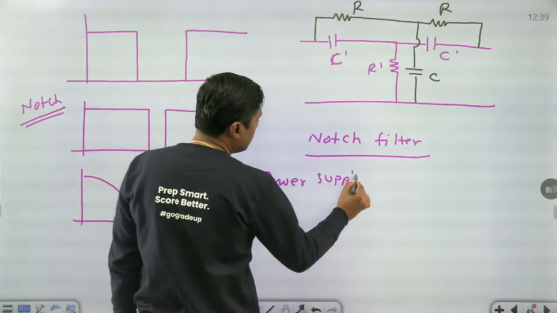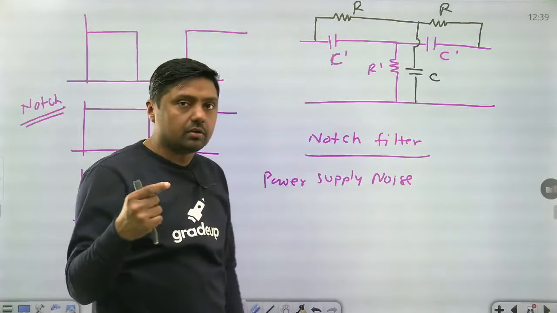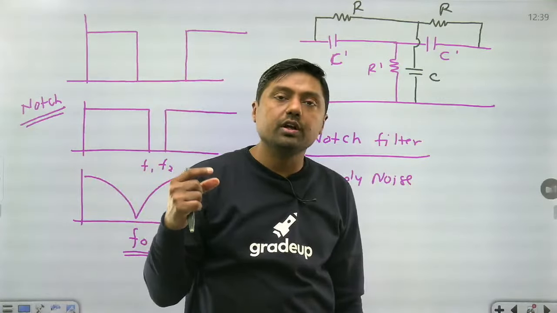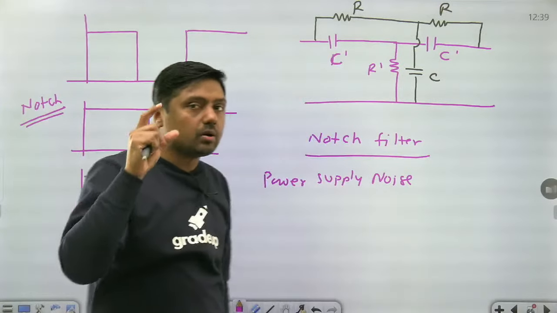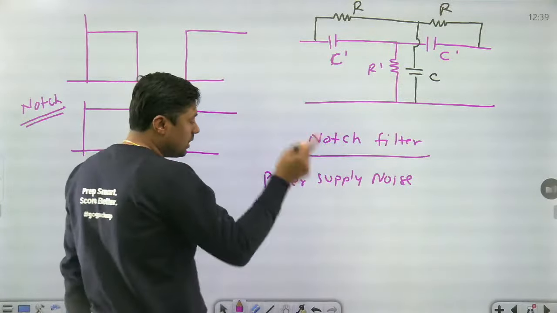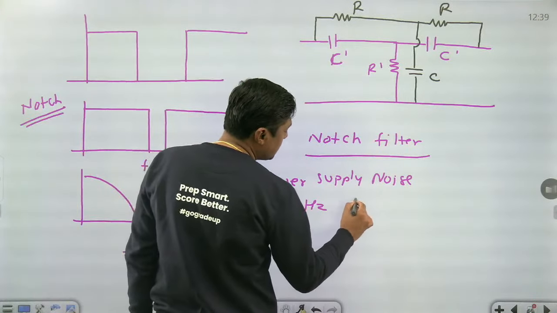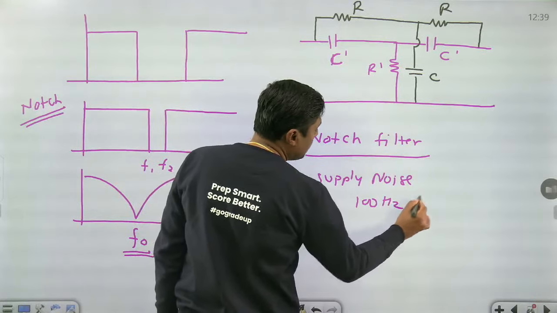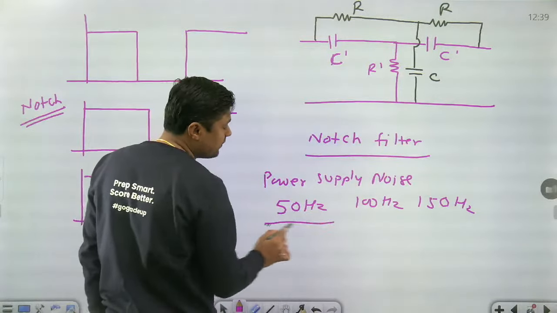Power supply noise means, when we are communicating, the frequency range is from 20 Hz to 20 kilohertz. When we are communicating, there will be noise because of the power supply. What is the frequency of that power supply? 50 Hz, 100 Hz, 150 Hz. These are called harmonics of 50 Hz, because the power supply is at 50 Hz.